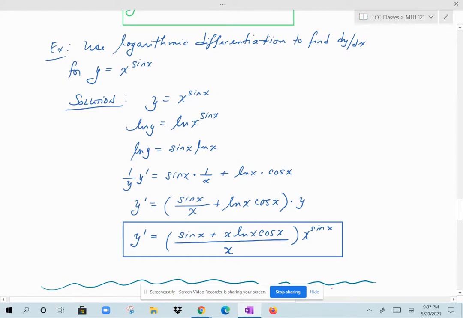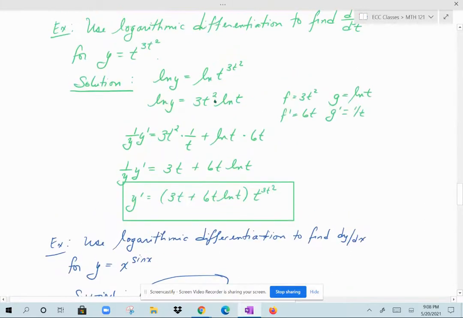So logarithmic differentiation can be used in any type of problem, but it is particularly helpful when you have a variable raised to a variable, just like we have in this example, or in this previous example where we had a variable raised to another variable expression.